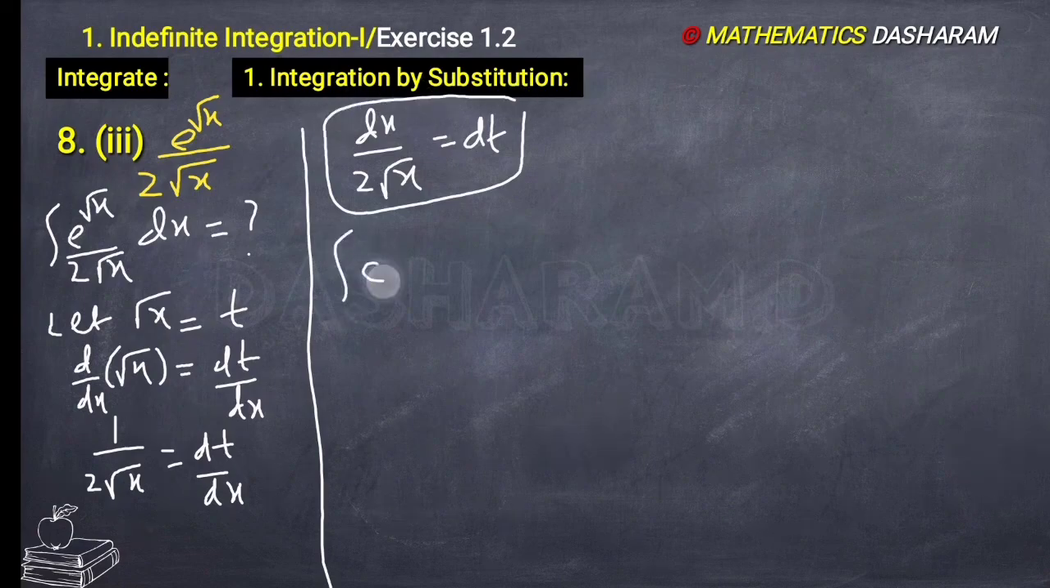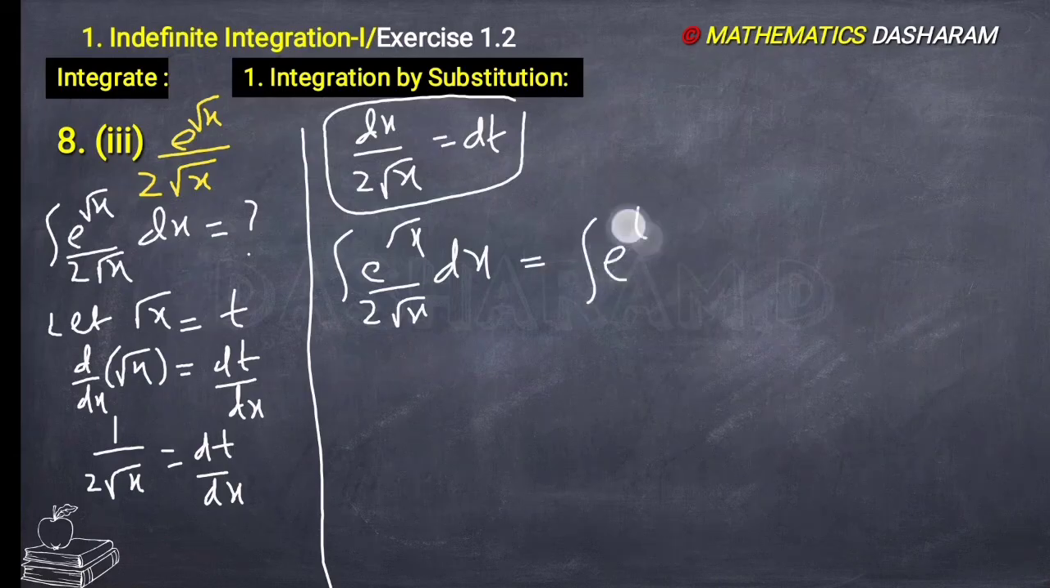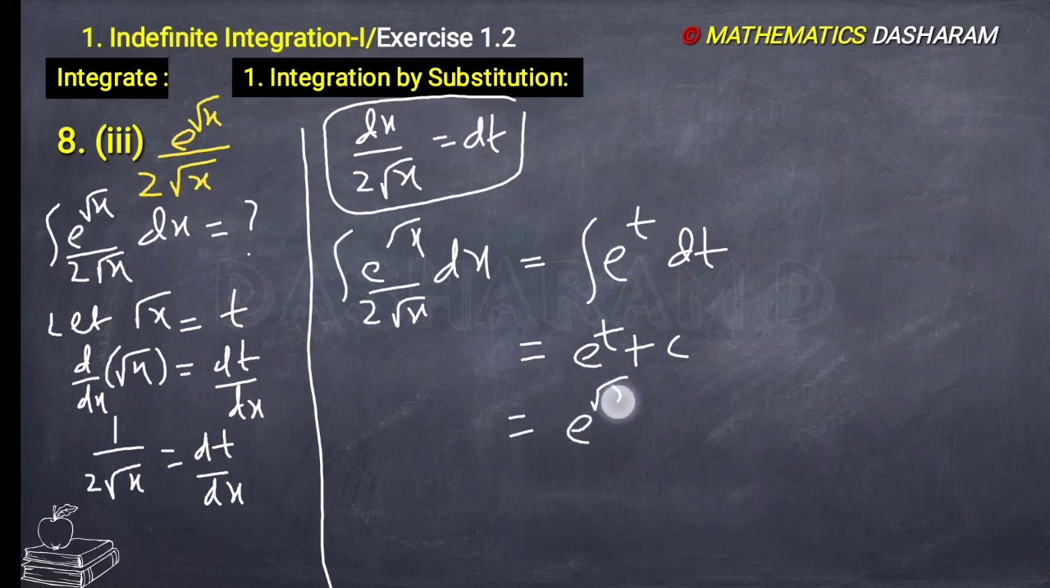Now the given question, integration of e power root x by 2 into root x dx equals integration of e power t times dx by 2 root x. Here dx by 2 root x is dt. Now the integration of e power t is e power t itself plus c. So e power root x plus c is our required answer.